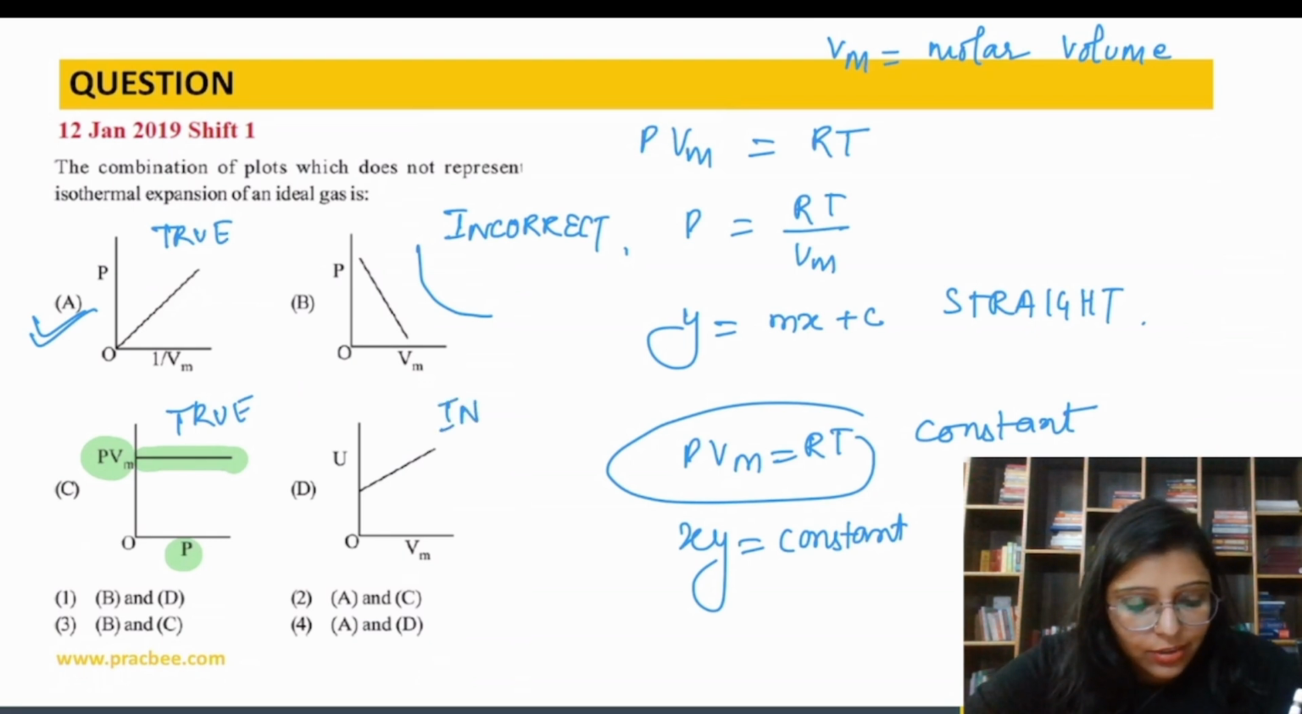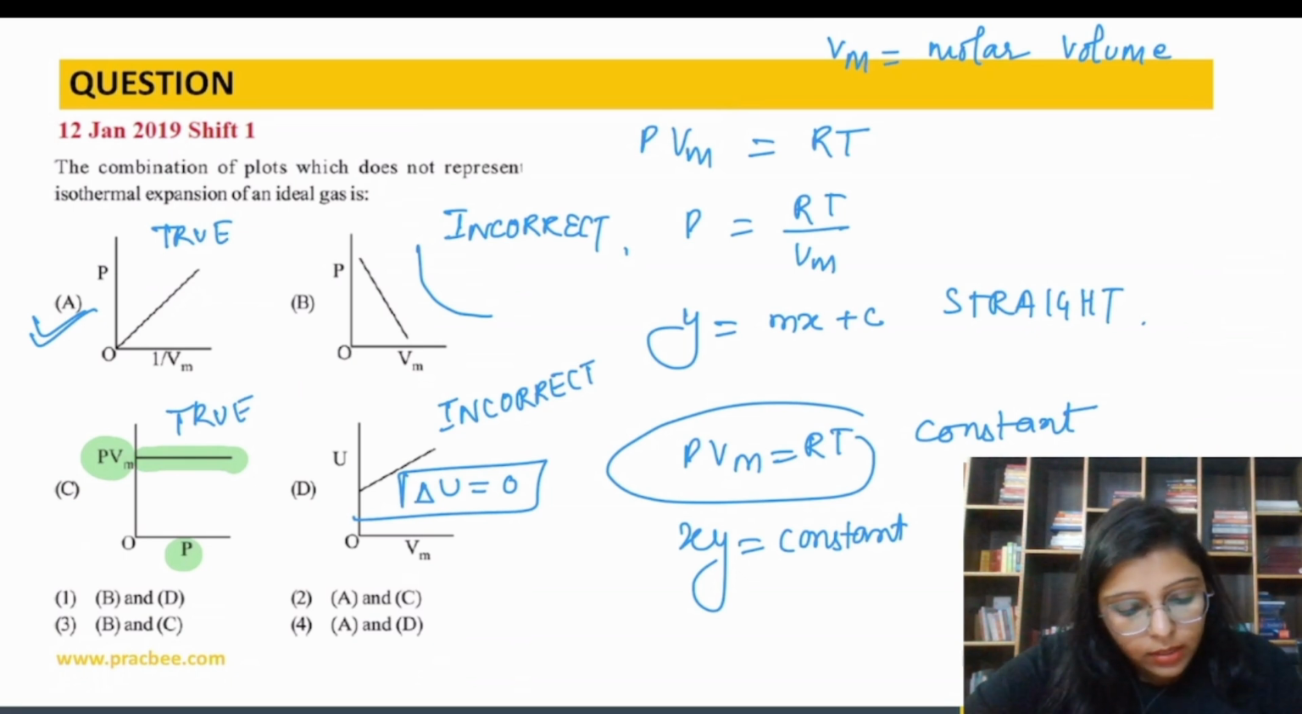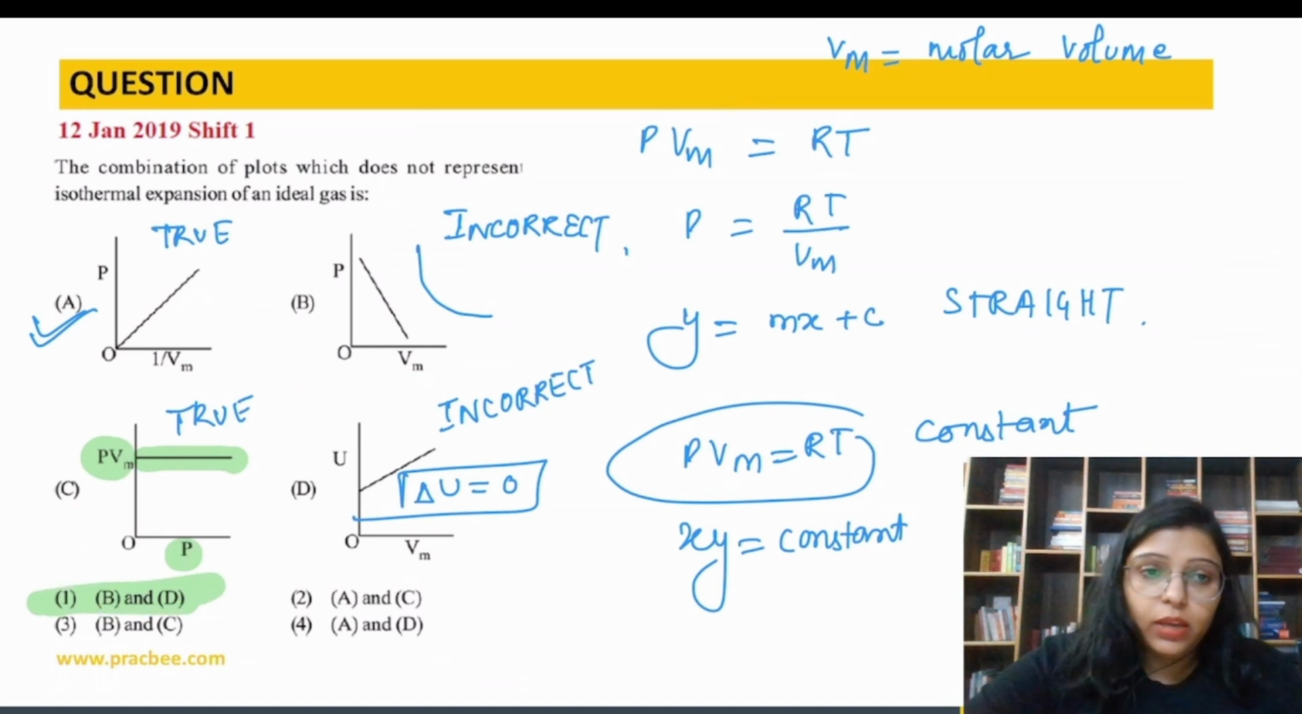So that's also incorrect. Right, it is isothermal expansion. So for isothermal expansion, the change in internal energy is going to be zero. It is not going to change, because if you don't increase the temperature, the internal energy of the system cannot be changed. So which does not represent isothermal expansion of an ideal gas, because for isothermal expansion internal energy is zero. So incorrect are going to be B and D. Okay, so option 1 is going to be the right answer.